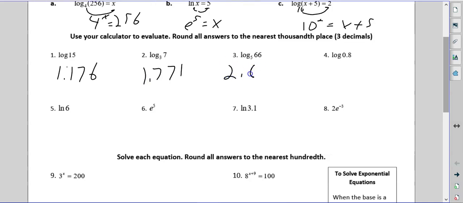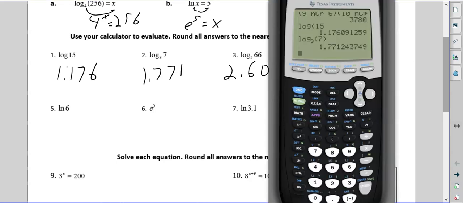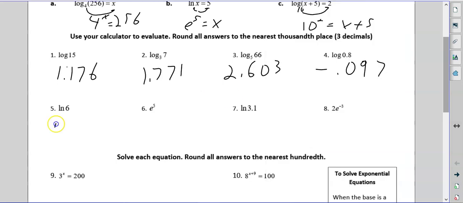All right. Same thing here. I'm not going to show it because I just did. 2.603. Log 0.8 is going to be negative 0.097. Okay. ln of 6. Again, this time we're going to hit the ln button, which is right there, and hit 6. And there you go, 1.792.